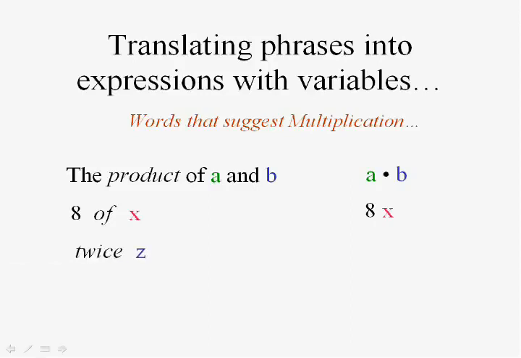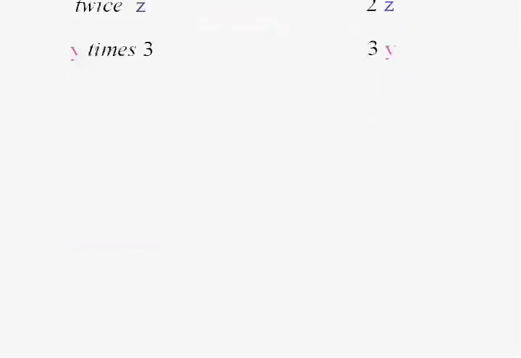Twice is another one. It infers a special type of multiplication, of course: multiplication by 2. And the word times infers multiplication, but get used to, when they say y times 3, we're always going to write the number or coefficient on the left side. So let's write y times 3 as 3y, so we're all doing it the same way.